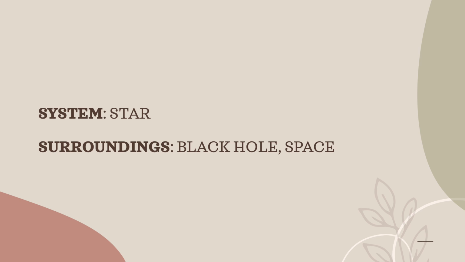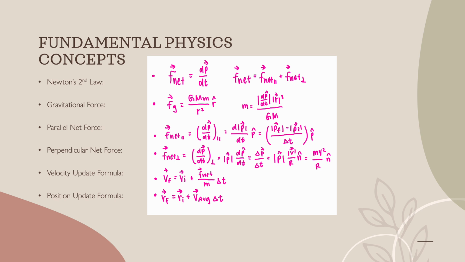For part one, the system is the star and the surroundings are the black hole in space. The fundamental physics concepts used here are Newton's second law, where F net equals the parallel and perpendicular components of the force. Then we also use the gravitational force equation, the parallel net force and perpendicular net force equations, the velocity update formula where you take an initial velocity and then use delta time and the F net to get the final velocity, and then the position update formula where you use initial position and then average velocity and change in time to get final position.